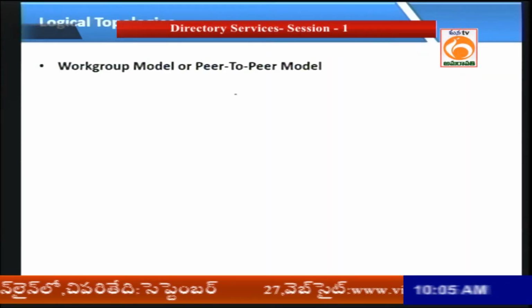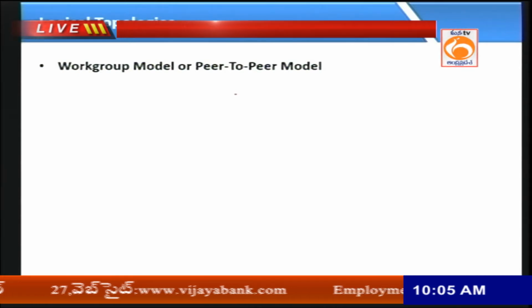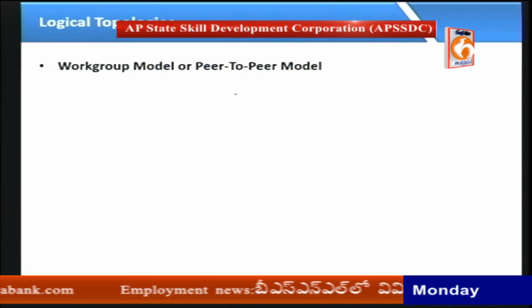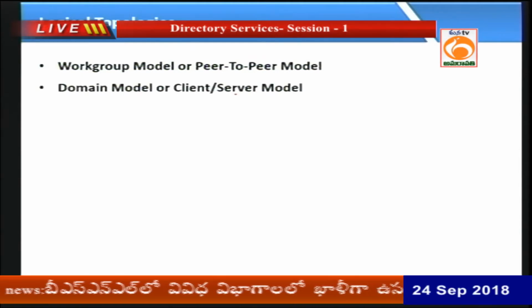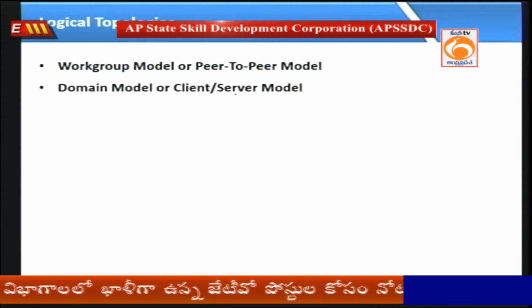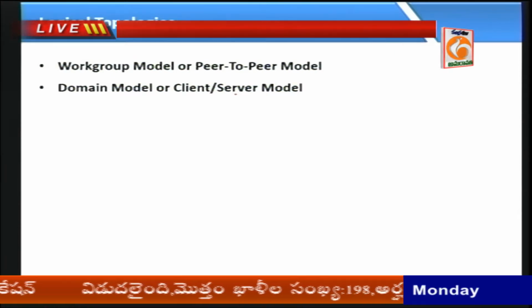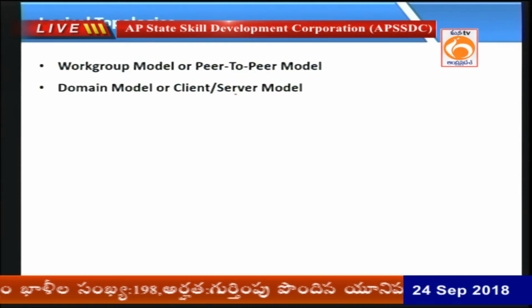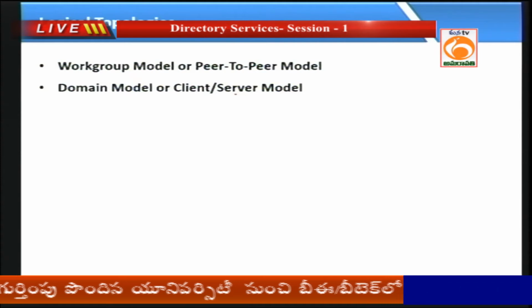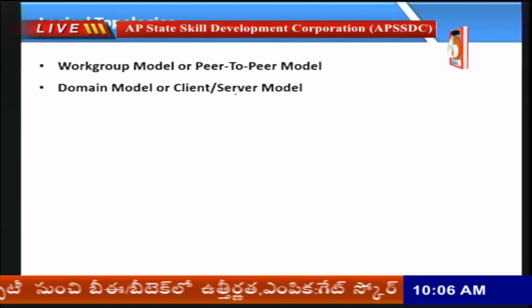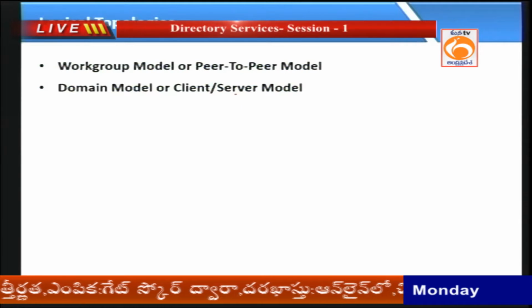There are two types of logical topologies. As you can see on the slide, the first one is called the workgroup model, also known as the peer-to-peer model. The second one is known as the domain model, also known as the client-server model. As an IT expert, to manage servers, first of all you should be aware of these two topologies. I will try to discuss in detail the differences, advantages and disadvantages between these two. If you are comfortable with these two, then directory services knowledge will be very clear to you.